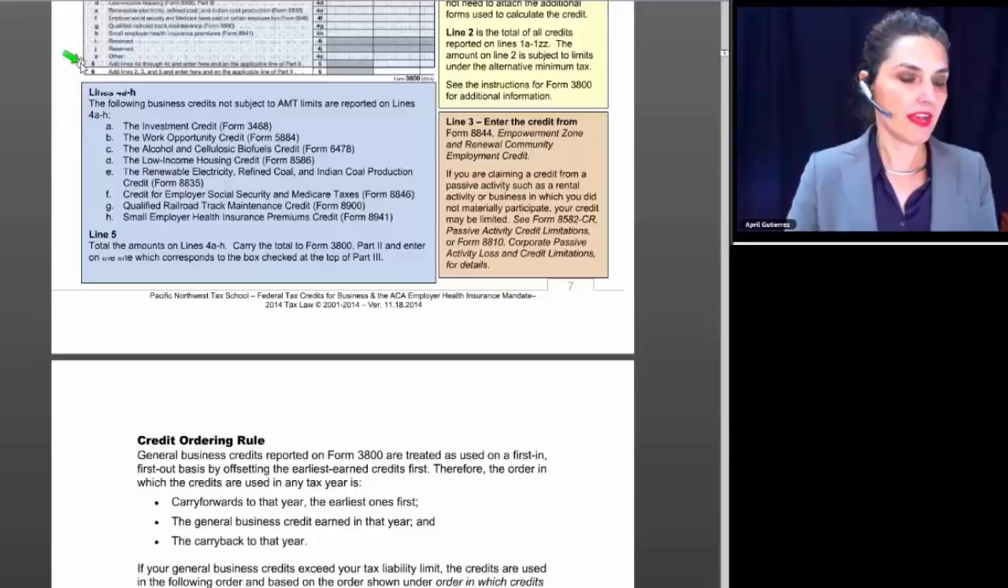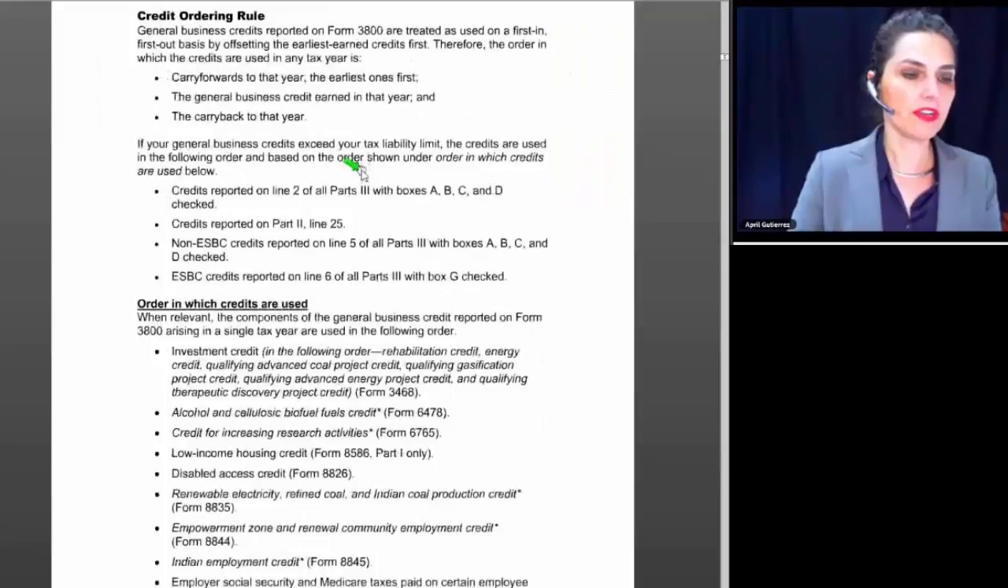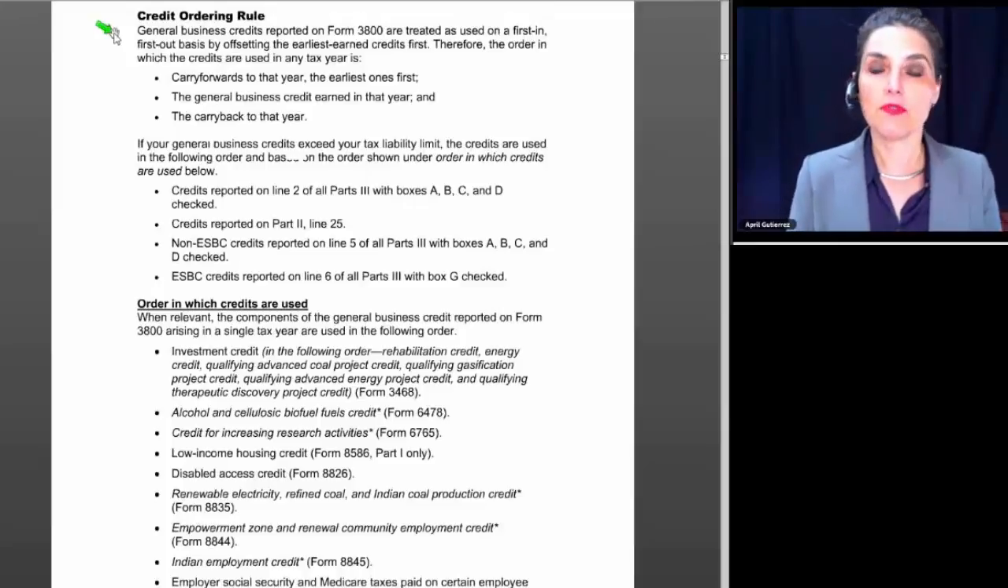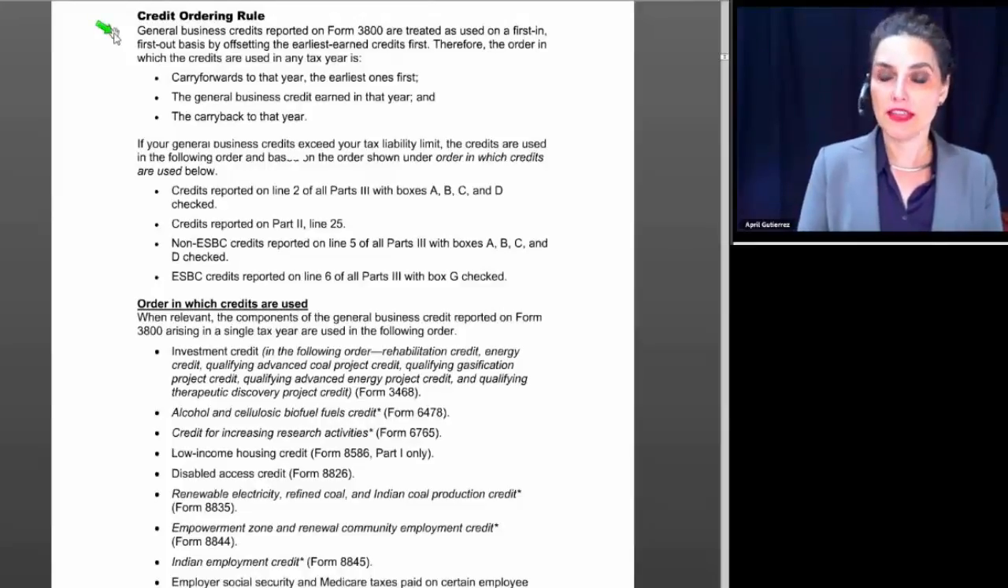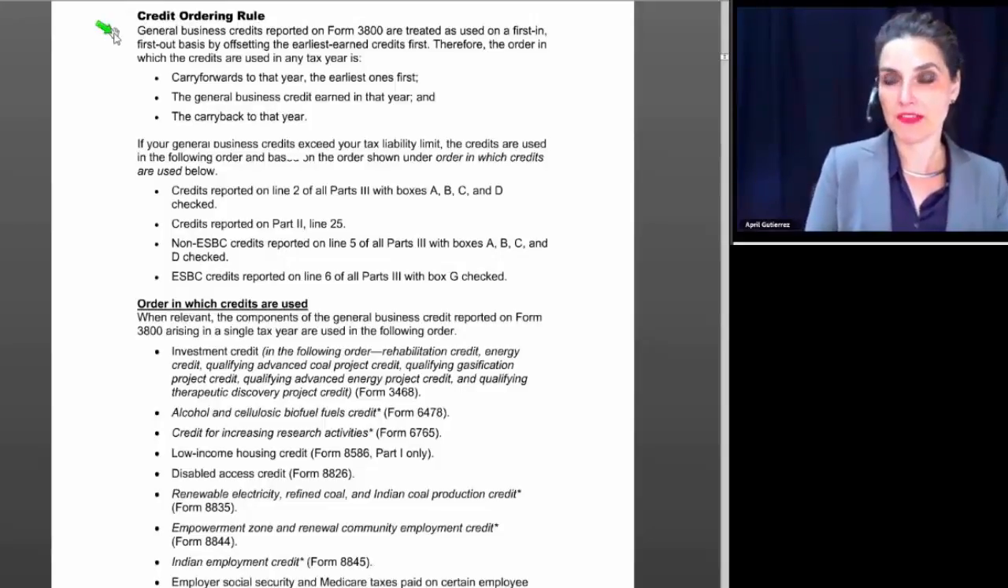Finally, on line 5, you total up all of the credits that you entered on line 4, and the total that is on line 5 is then carried to Part 2 to the appropriate line. Credit ordering rule. There's always ordering rules when it comes to credits. When you look at the 1040 form, the ordering rule for claiming credits largely follows the order in which those credits are claimed on the back of the 1040 form.